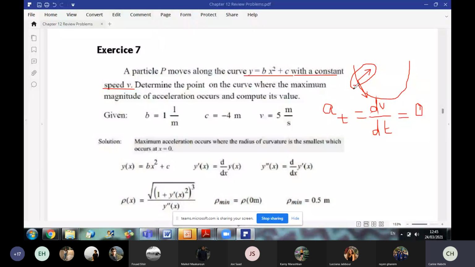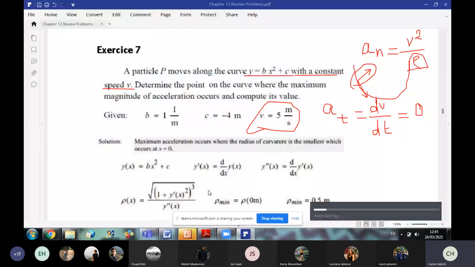To find the normal component of acceleration, we know that an is calculated by v squared over the radius of curvature. So an is v squared over rho. The value of v is given, so we just need to determine the radius of curvature. To determine the radius of curvature, we will use the function we have seen together in the course material.